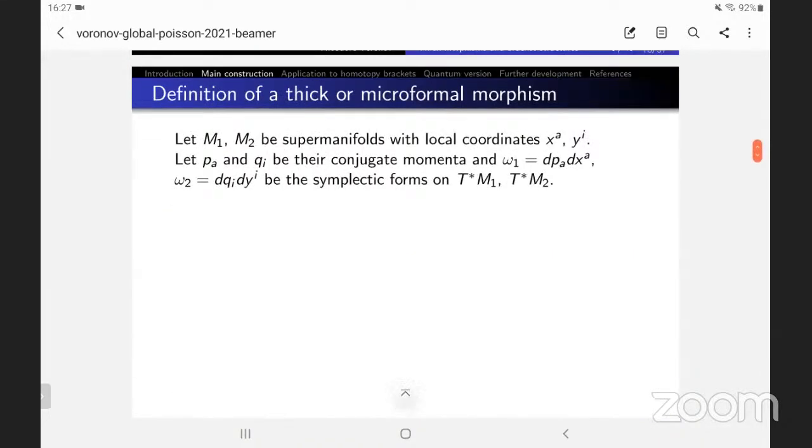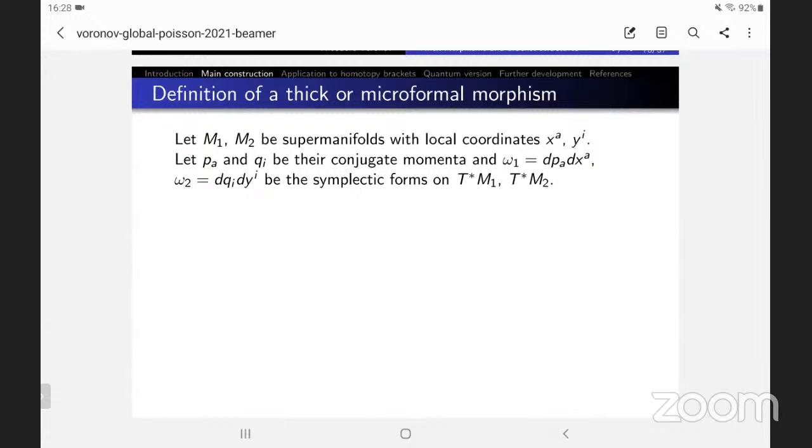So suppose we have two supermanifolds. You don't have to have supermanifolds from the start, but applications require supermanifolds. You may think that we're just ordinary manifolds. So we have local coordinates, which I denote x and y. I'm going to define an analog of a map, a thick morphism from M1 to M2. So coordinates on M1 will be x's, coordinates on M2 are going to be y's.